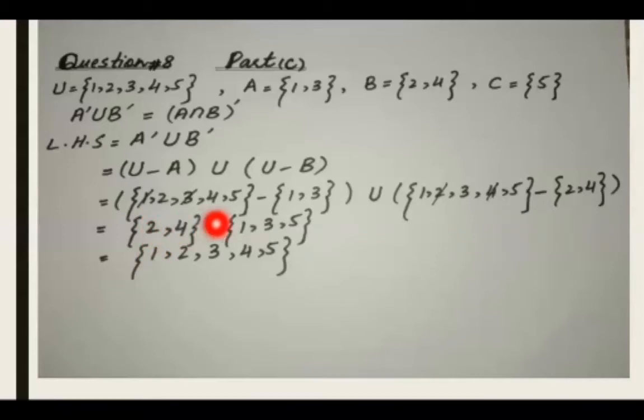Now, first we will minus the elements of set A from the universal set U. Then the remaining elements of the set U will be 2 and 4. Now, we minus the elements of set B from the universal set U. Then the remaining elements of set U will be 1, 3 and 5. Now, we take the union of these two sets. The union of these two sets will be 1, 2, 3, 4 and 5. We will combine the elements of these two sets.